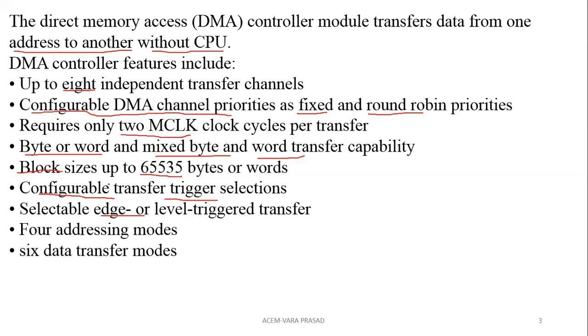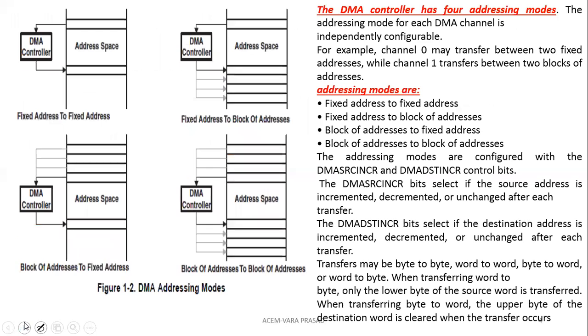Okay, then in DMA, how many addressing modes are available? 4 addressing modes are available. And how many data transfers are available? 6 data transfers are available. So these are the main points of a DMA controller. Okay, are you clear? So practice the diagram. Okay, then go to the addressing modes.